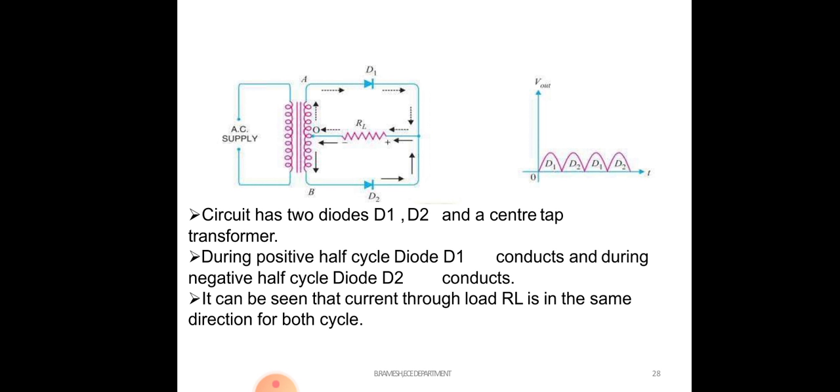For a positive cycle, D1 is forward biased. At the same time, we are using the center tapped transformer, so the current starts in the opposite direction. The negative cycle comes to D2, and the positive comes to D1. For the next cycle, D1 is reverse biased and D2 is forward biased.